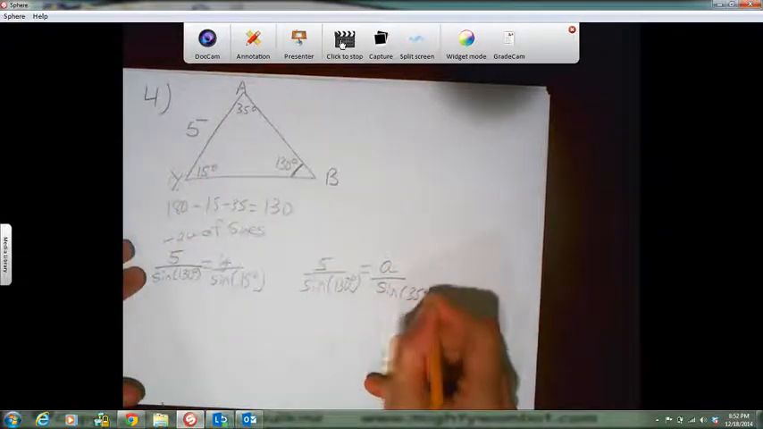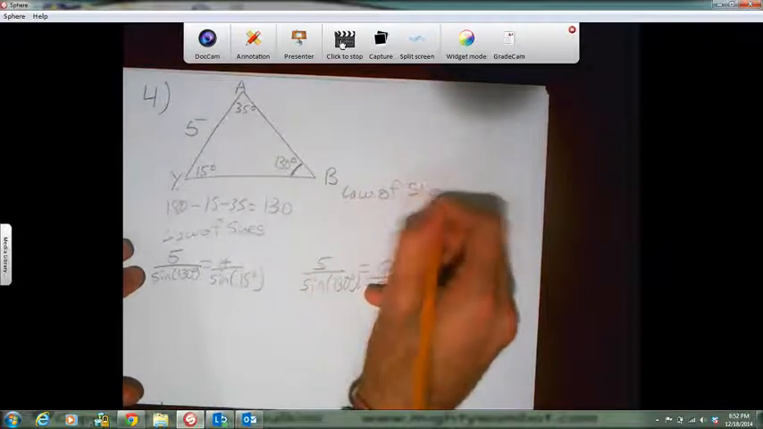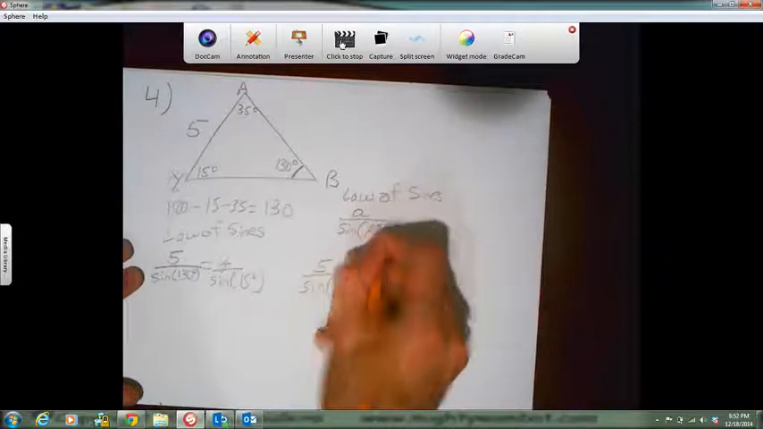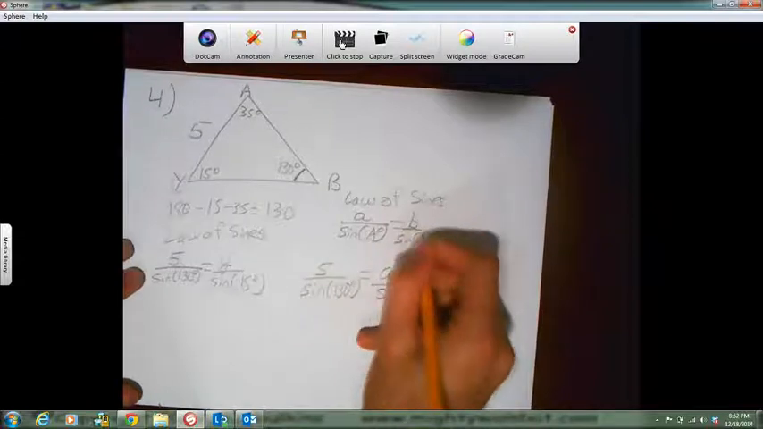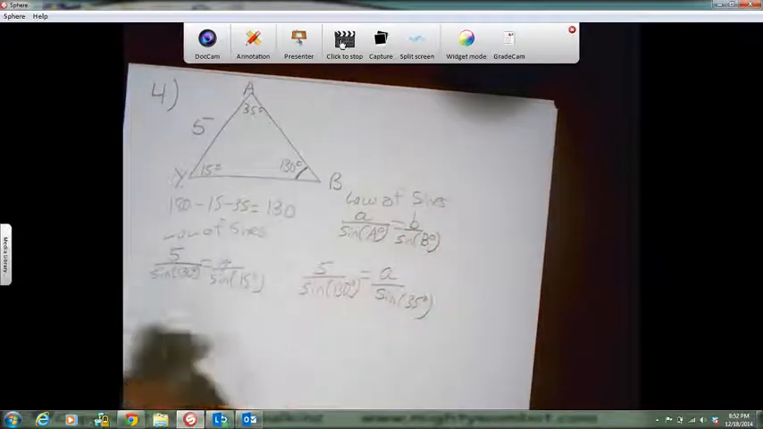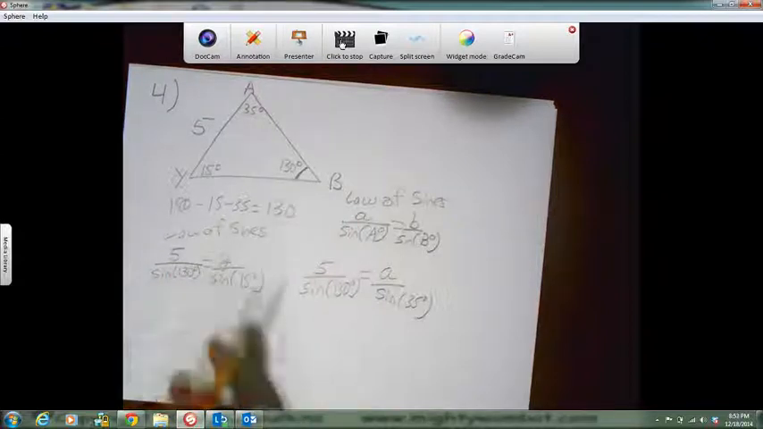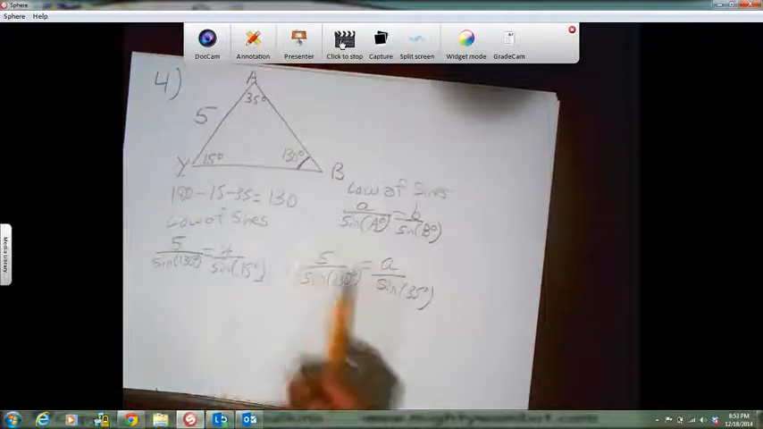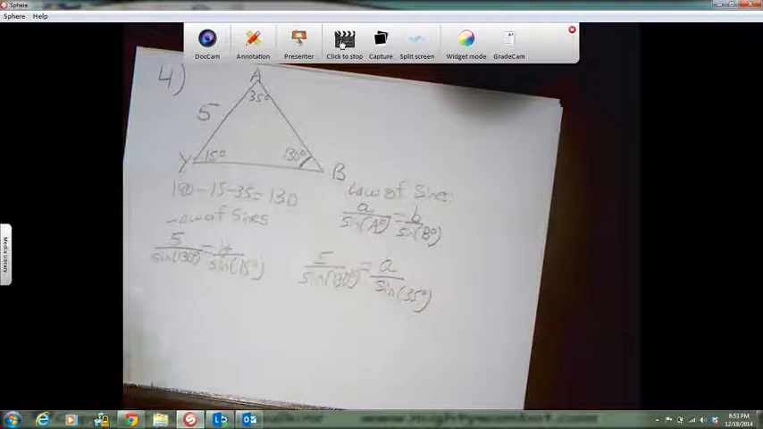Remember, the law of sines says that a over the sine of angle A equals b over the sine of angle B. These problems can just be solved in the calculator. 5 divided by sine of 130 is a number. Multiply that by sine of 15, that'll be y. 5 over sine of 130 is a number. Multiply it by sine of 35. There we have it. Question 5 is very similar.